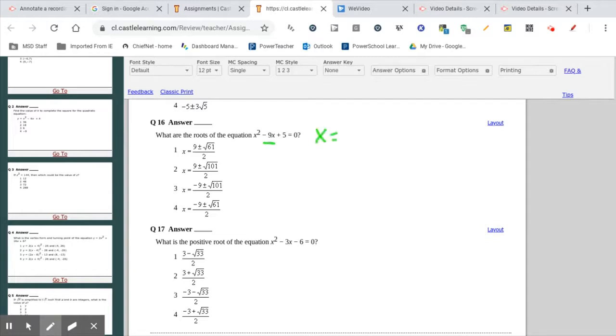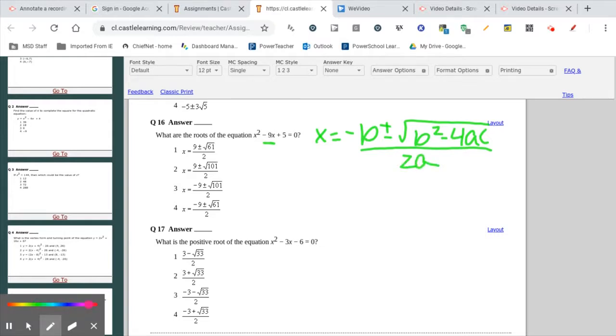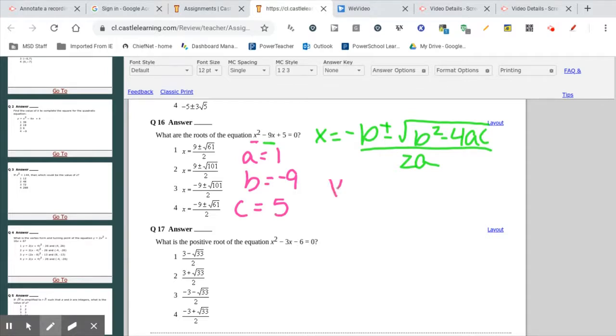So it's x equals negative b plus or minus the square root of b squared minus 4ac all over 2a. We should identify our a, b, and c values. So a is 1. There's nothing in front of that x squared. B is negative 9, and c is positive 5. So we take all of those, we substitute it into the formula, and we get x equals negative 9 plus or minus the square root of negative 9 squared minus 4 times a times c. Whole thing is over 2a.